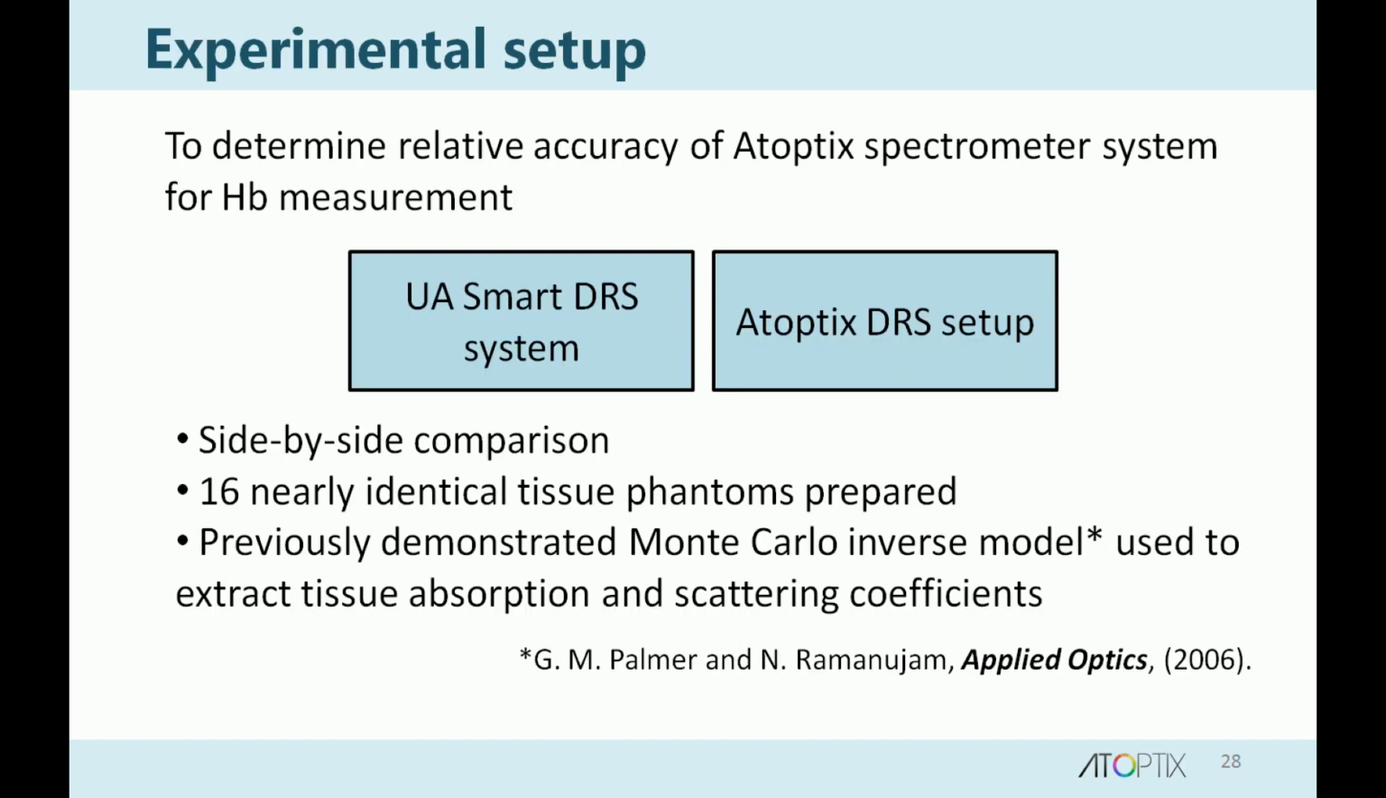So our experimental setup was to look at a side-by-side comparison of this University of Akron Smart DRS system and our DRS setup. So we created 16 tissue phantoms, nearly identical for each system. We titrated nearly identical concentrations for the tissue phantoms for each one, and then used the same Monte Carlo inverse model for extracting the absorption and scattering coefficients that we're interested in to characterize the tissue phantom. And this technique has been developed through Bing Yu's group in conjunction with some of his collaborators.